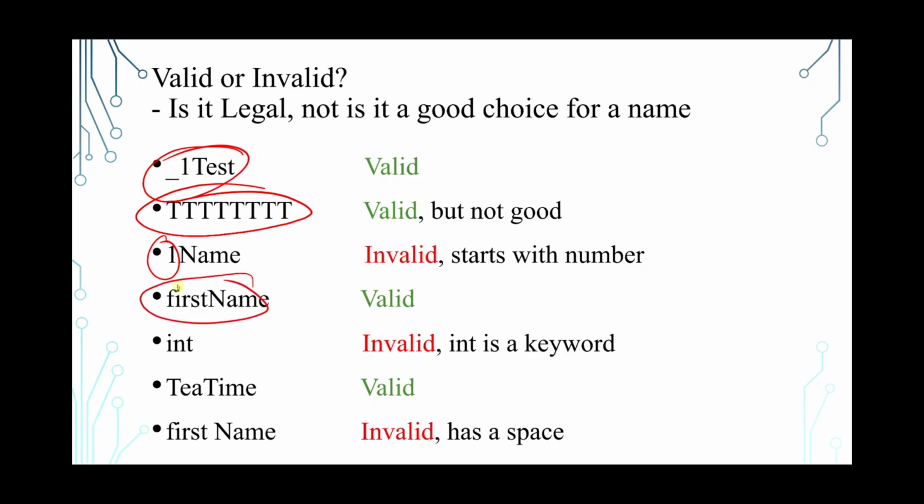If you have a two-word identifier, like first name, you can capitalize the second word, or if you have a three-word identifier, you can capitalize the other words, but not the first one. So this one is valid when we name a class, which is something you would know in CS132. This one is invalid because it's a reserved word or a keyword. This was invalid because it has a space. You cannot have a space.